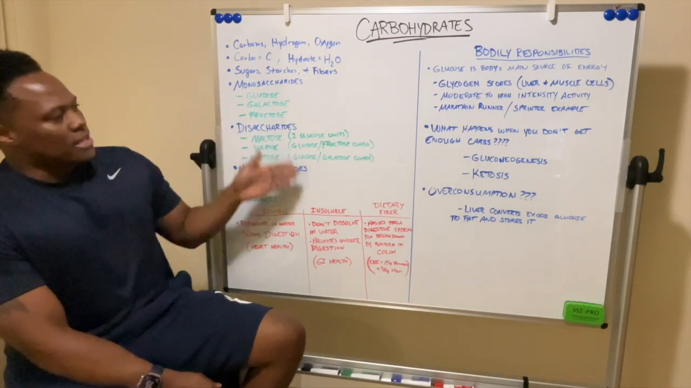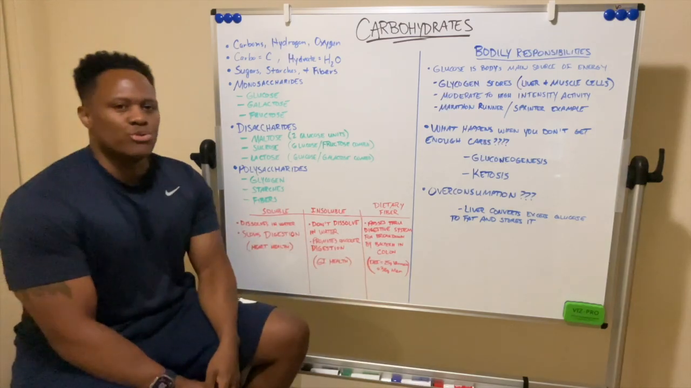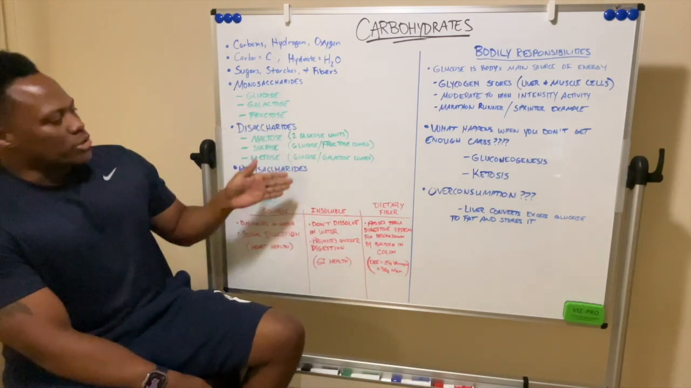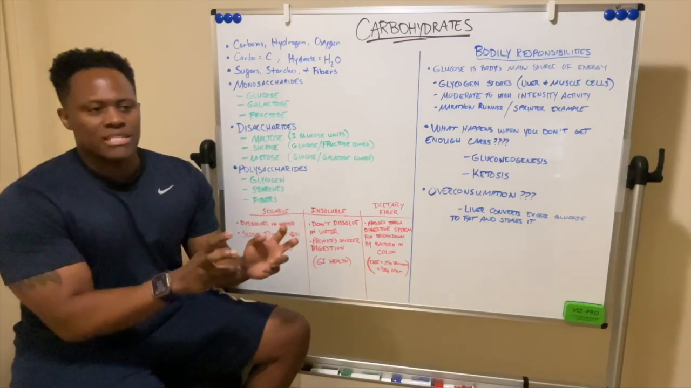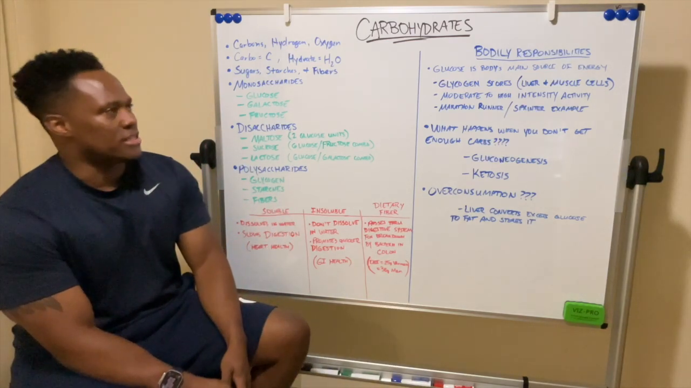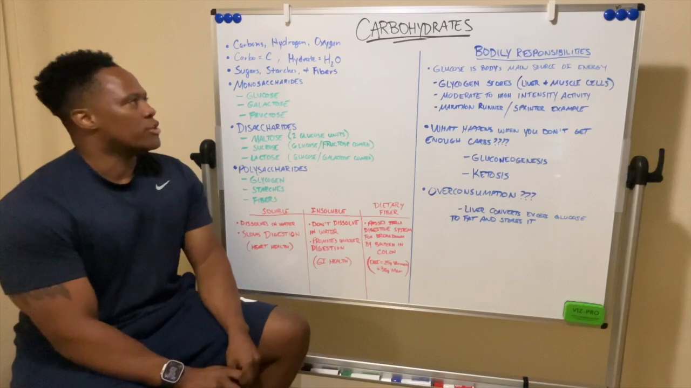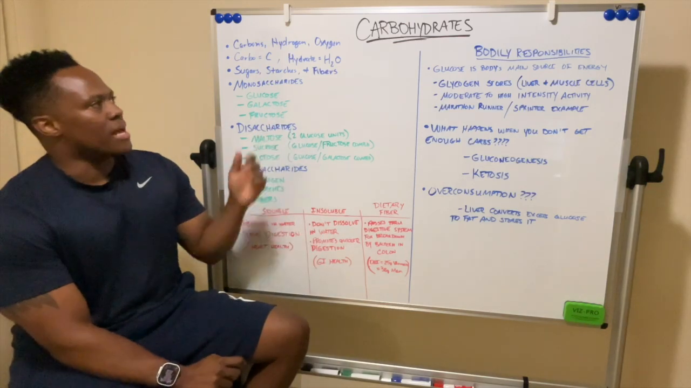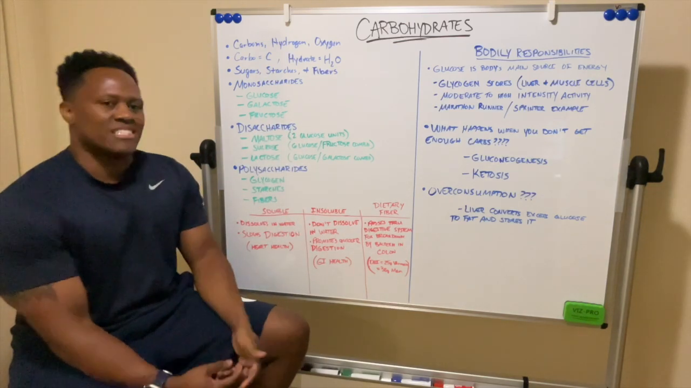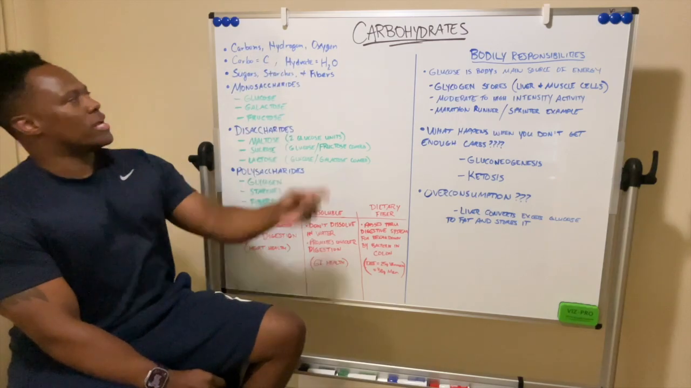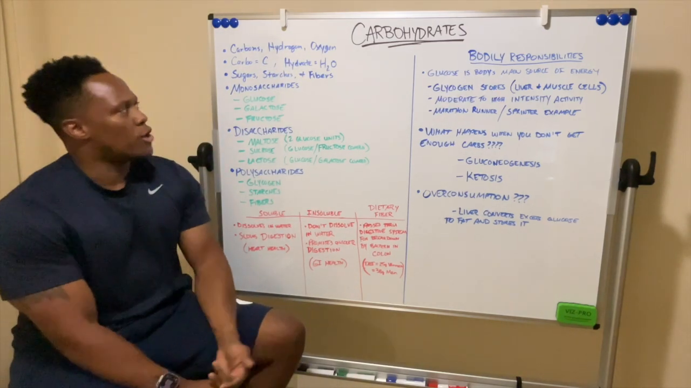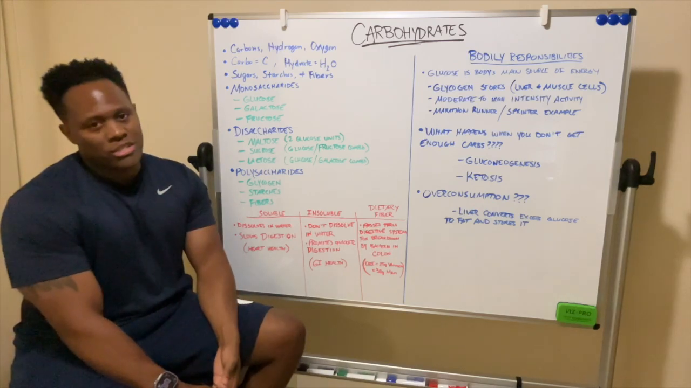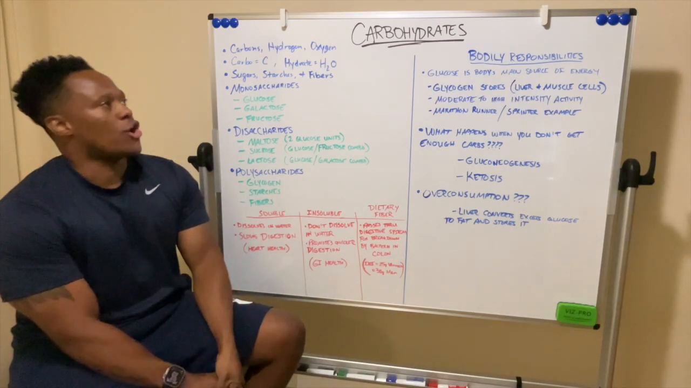So what we have here, I've split this into two sides of the board. We're going to focus on this side first, because this is the chemist's view. That's what they call it in nutrition. This is the chemist's view of how carbohydrates are made up and what they consist of. We're going to start with this first bullet point. Carbohydrates, as you can see, are made of carbons, hydrogen, and oxygens. Those are the atoms that are found in carbohydrates.